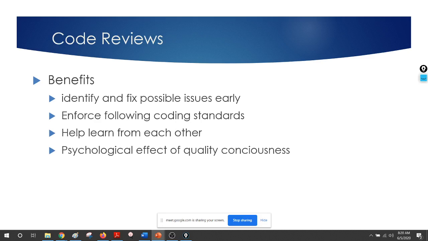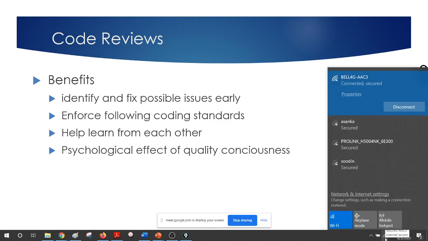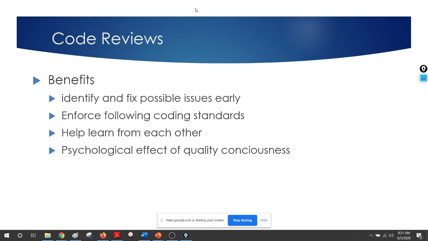Right. So then, the importance of code review. Now we are still in the development of the coding. It's very important to do code reviews in your software development team environment. There are a lot of benefits. Of course, it will identify and fix possible issues early. We are not waiting until the last moment to find the bugs.